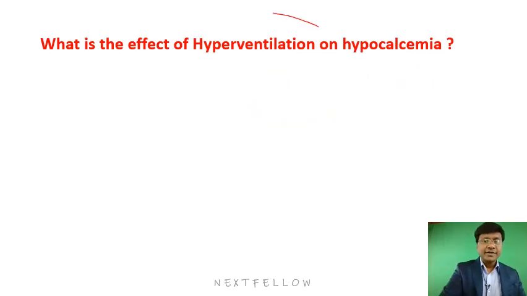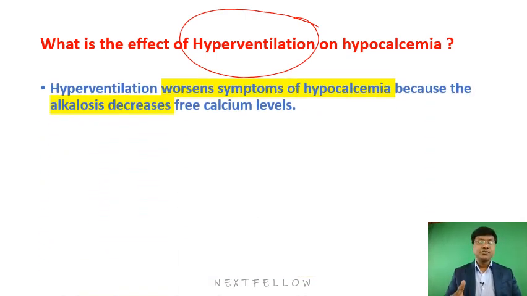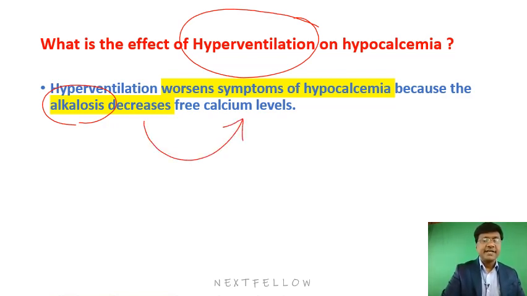Now, what is the effect of hyperventilation on hypocalcemia? Let me tell you, hyperventilation will worsen the hypocalcemia, because whenever there is hyperventilation, carbon dioxide is washed out, and that will make the individual develop respiratory alkalosis. This respiratory alkalosis decreases the free calcium, and thereby tetany will appear whenever the individual hyperventilates. So the effect of hyperventilation on hypocalcemia is that it will worsen the symptoms of hypocalcemia.